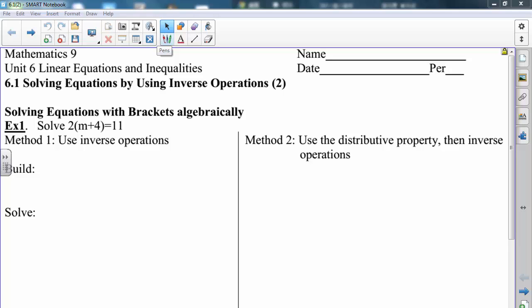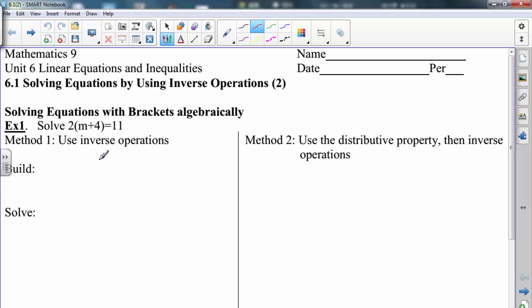Today, let's look at the second part of 6.1, solving equations by using inverse operations. We will focus on how to solve linear equations with brackets today. So let's look at how we can solve the first example. Solve 2(m + 4) = 11.